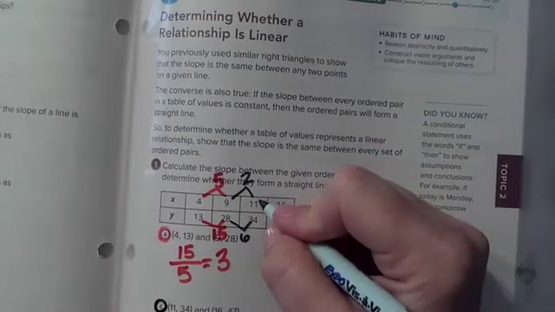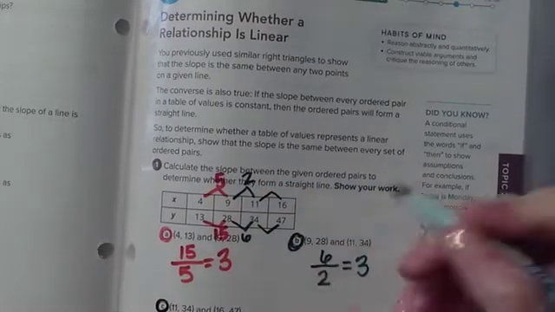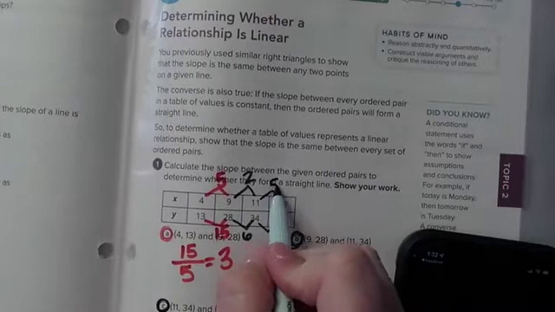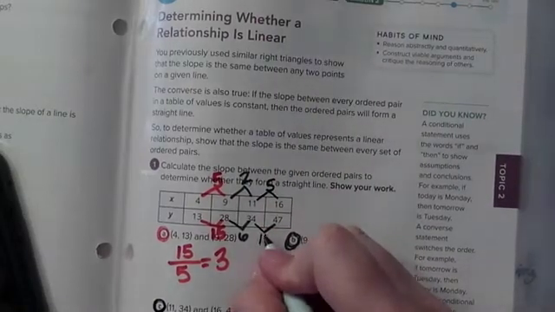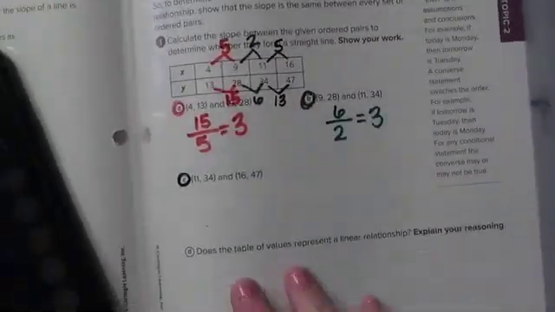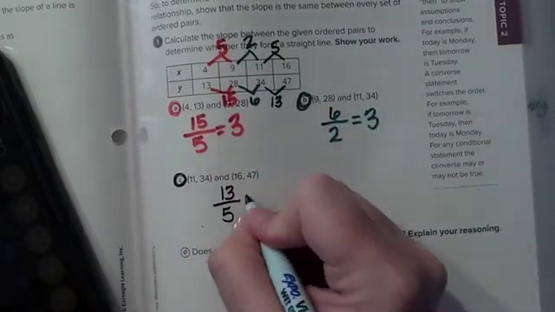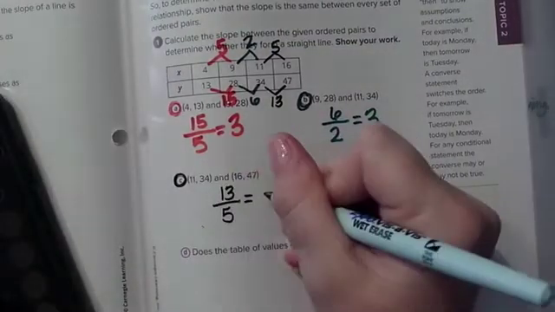Okay, now let's do the last point. So if we do it between the points 11, 34 and 16, 47. Again, take the second number, 16 minus 11 is 5. And then 47 minus 34 is 13. So then we write that as the change of y, 13, over the change of x, which is 5. 13 divided by 5 is 2.6.